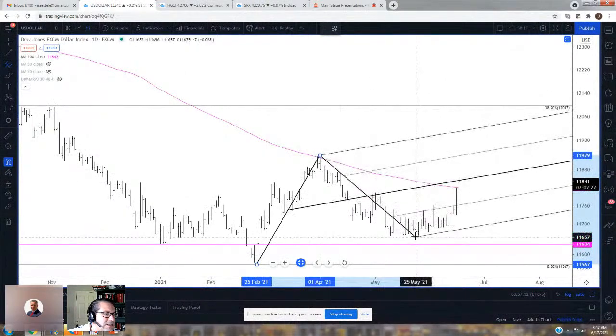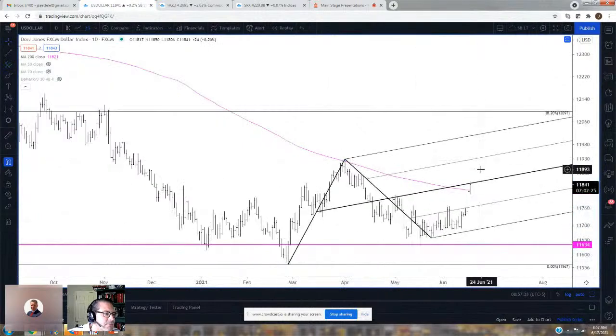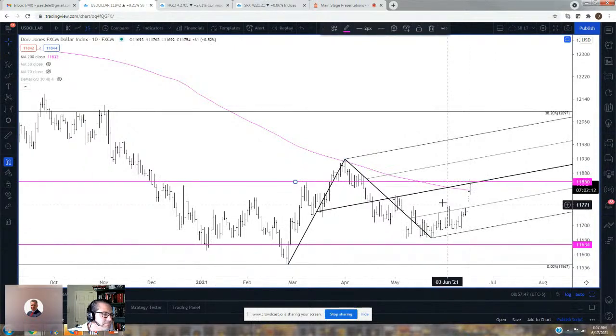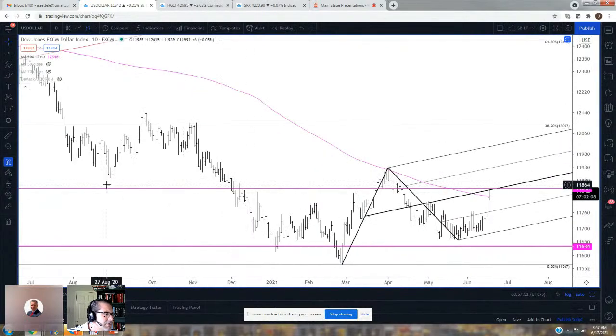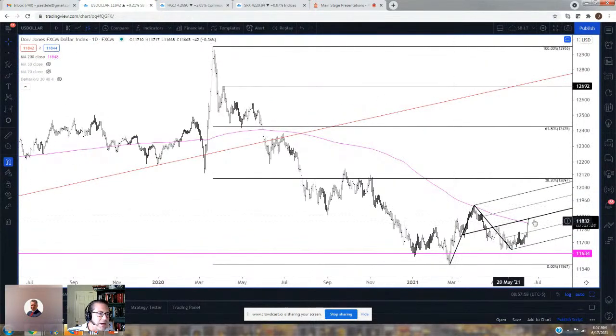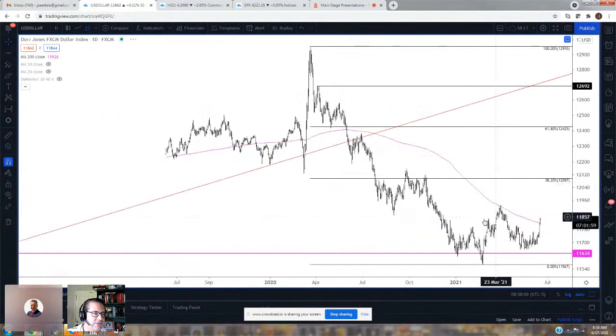So where might we stop on this little rally? We are at the center channel line from here. This is a level to pay attention to right now. If you put a horizontal line on it, you do have some levels, right? High here, close to the low. So we're at a zone I would be paying attention to. But again, this would be just a minor pullback in my opinion, as far as the dollar is concerned.